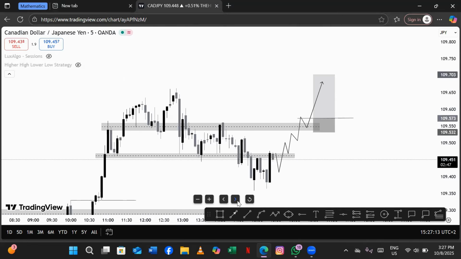But you want to be in correlation with the overall time frame. That is the best thing that you can do for yourself. Be in correlation with the overall time frame.